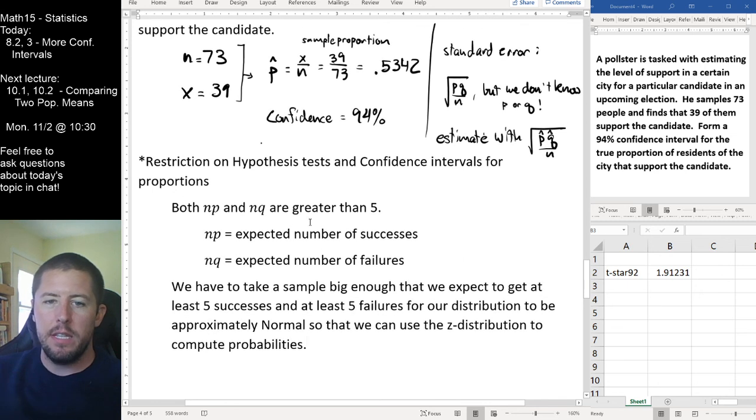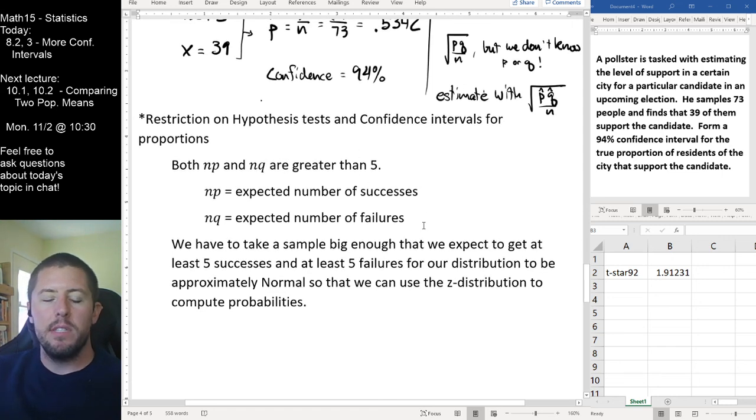So this is basically our only major restriction for our proportion statements, confidence intervals, and hypothesis tests: the expected number of both successes and failures has to be at least five.